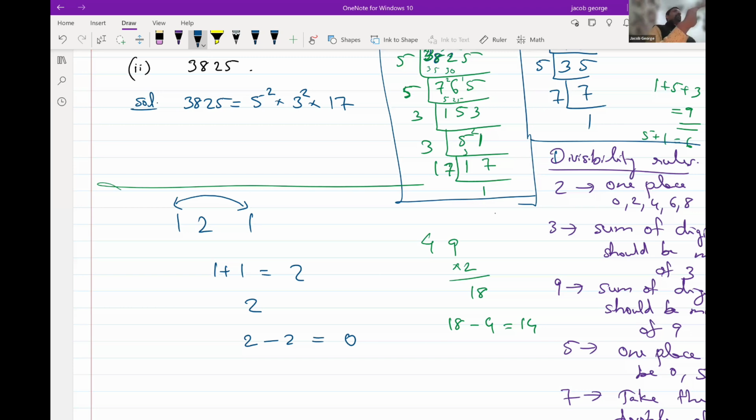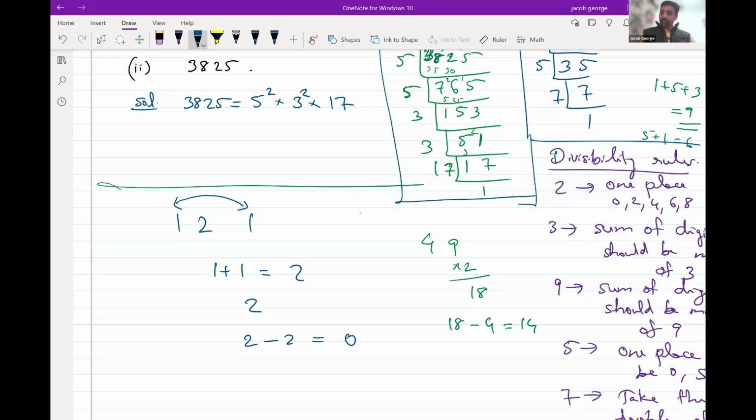Yes, sir. Take the sum of numbers in the odd places, sum of numbers in the even places, take the difference. You want to write that one? Divisibility by 11. Okay, if any student wants to write, this is a rule.